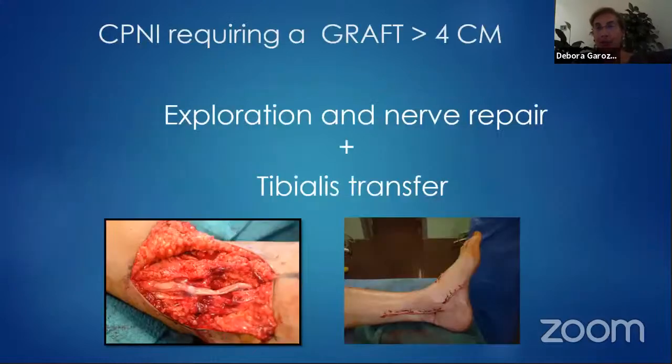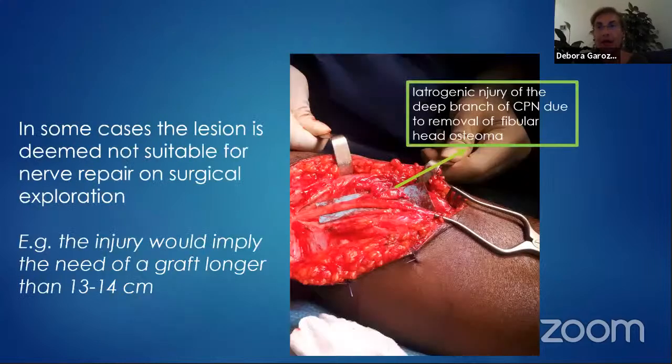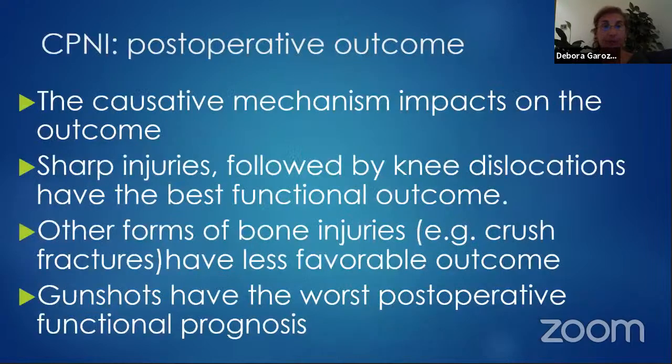But if on exploration I see that the graft required is longer than 4 or 5 centimeters, then I will certainly associate also a tibialis transfer. So then I have the nerve repair, the graft repair, plus the tibialis tendon transfer. In some cases, I might decide that the lesion is deemed not suitable for a nerve repair. For instance, when the graft has to be longer than 13 centimeters, or if the patient is an old one, and I will just go for the tendon transfer.